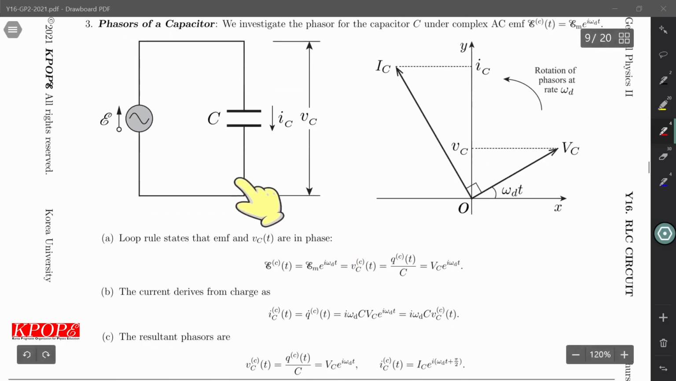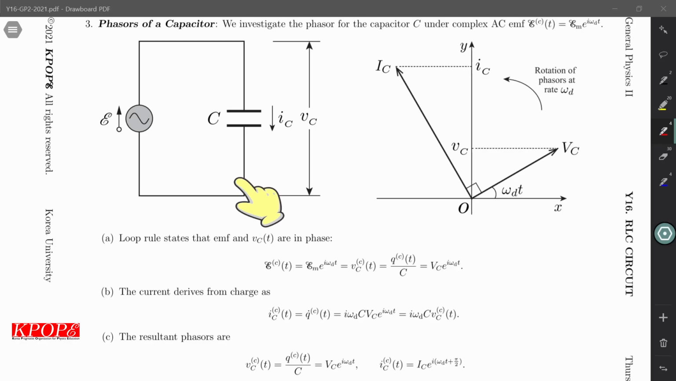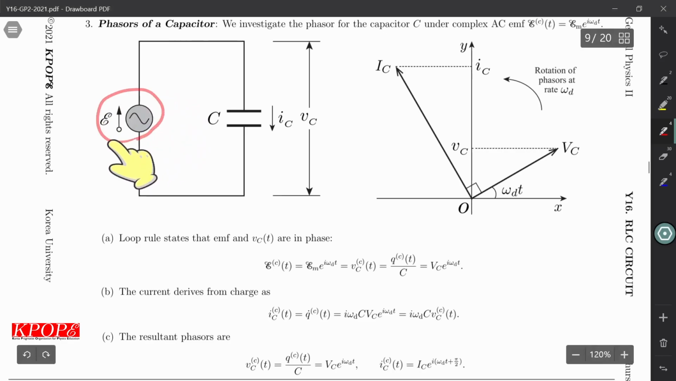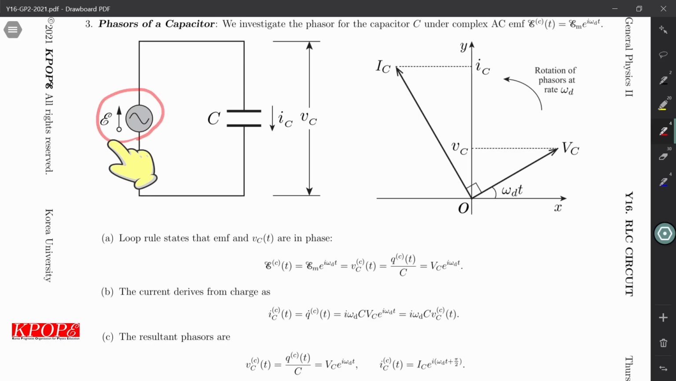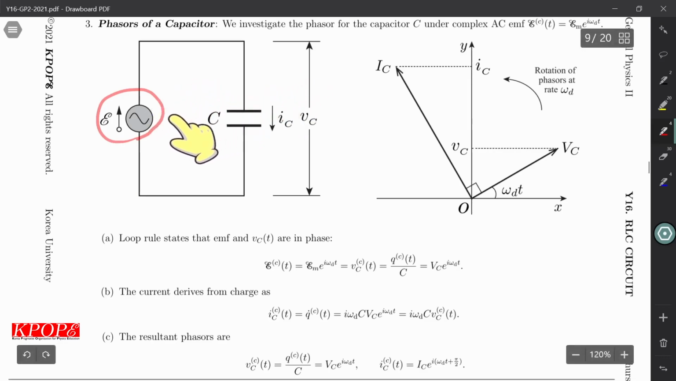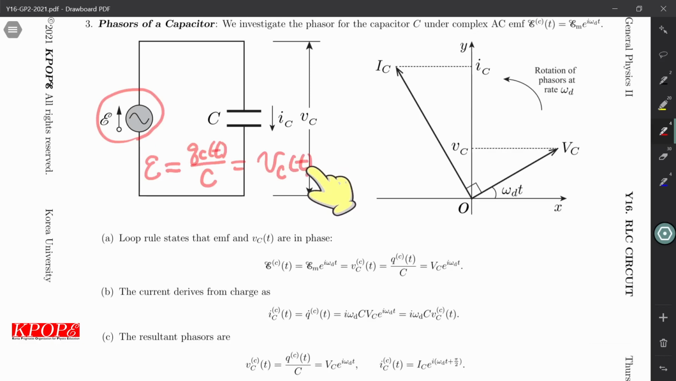Next, we consider the capacitor by making use of the phasor. AC input of potential is attached to the capacitor. This is E minus QC T over C equals 0, the circuit equation. And that is equivalent to this. And we name this one VCT. And we want to find the relationship between VCT and ICT.